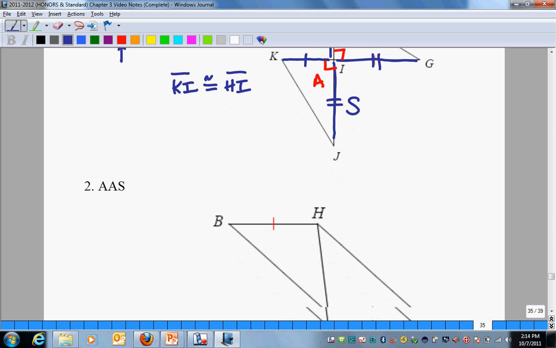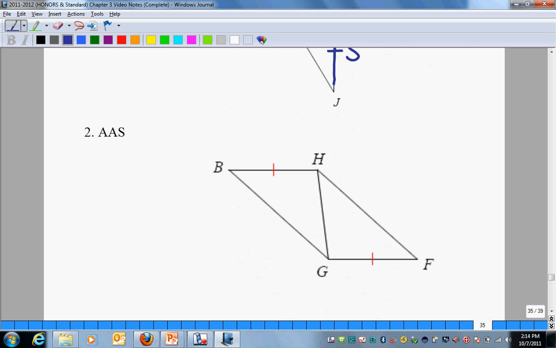Let's take a look down here. We want these triangles to be congruent by angle, angle, side. Let's first determine what's been provided. We are provided only with one pair of sides here. So we need two sets of angles.